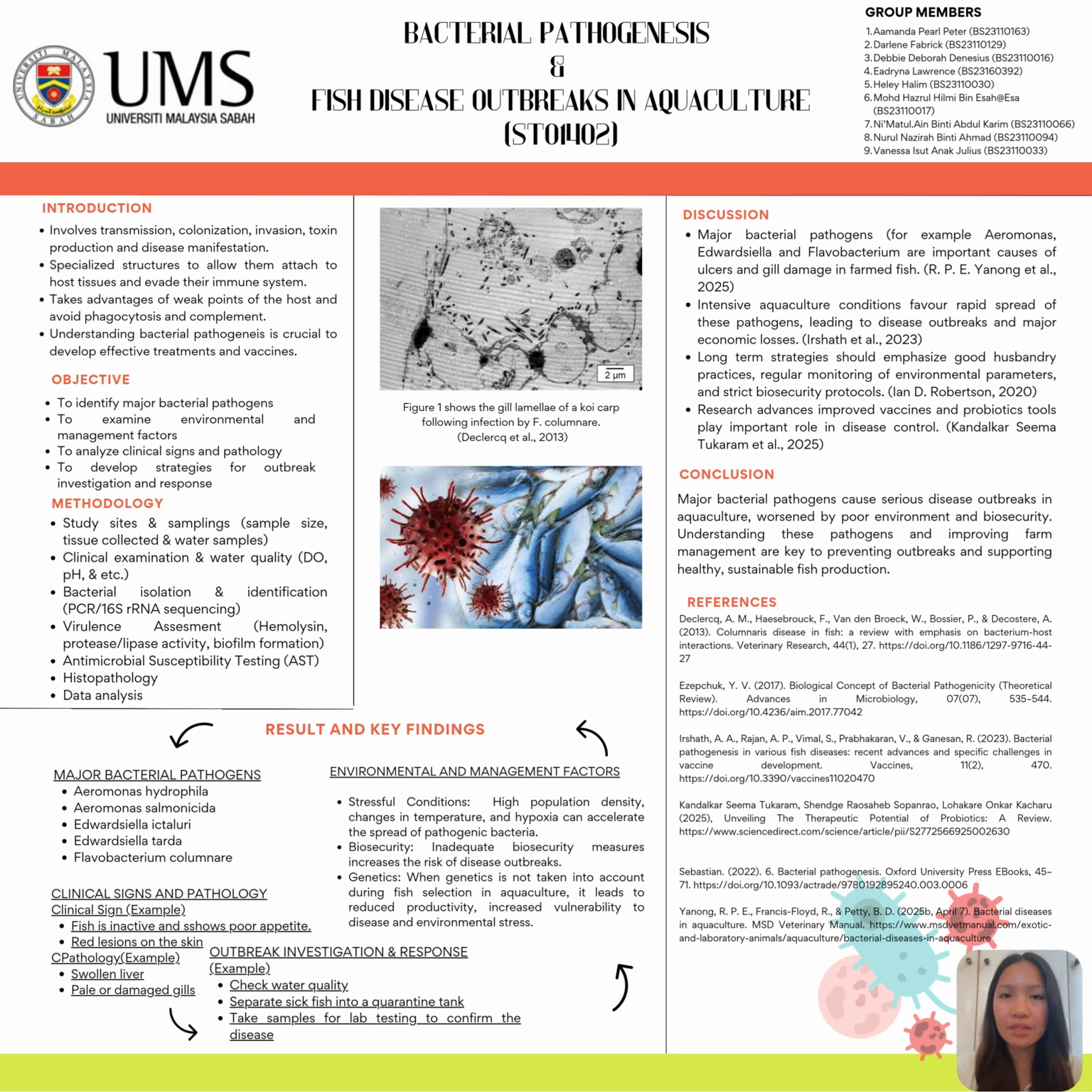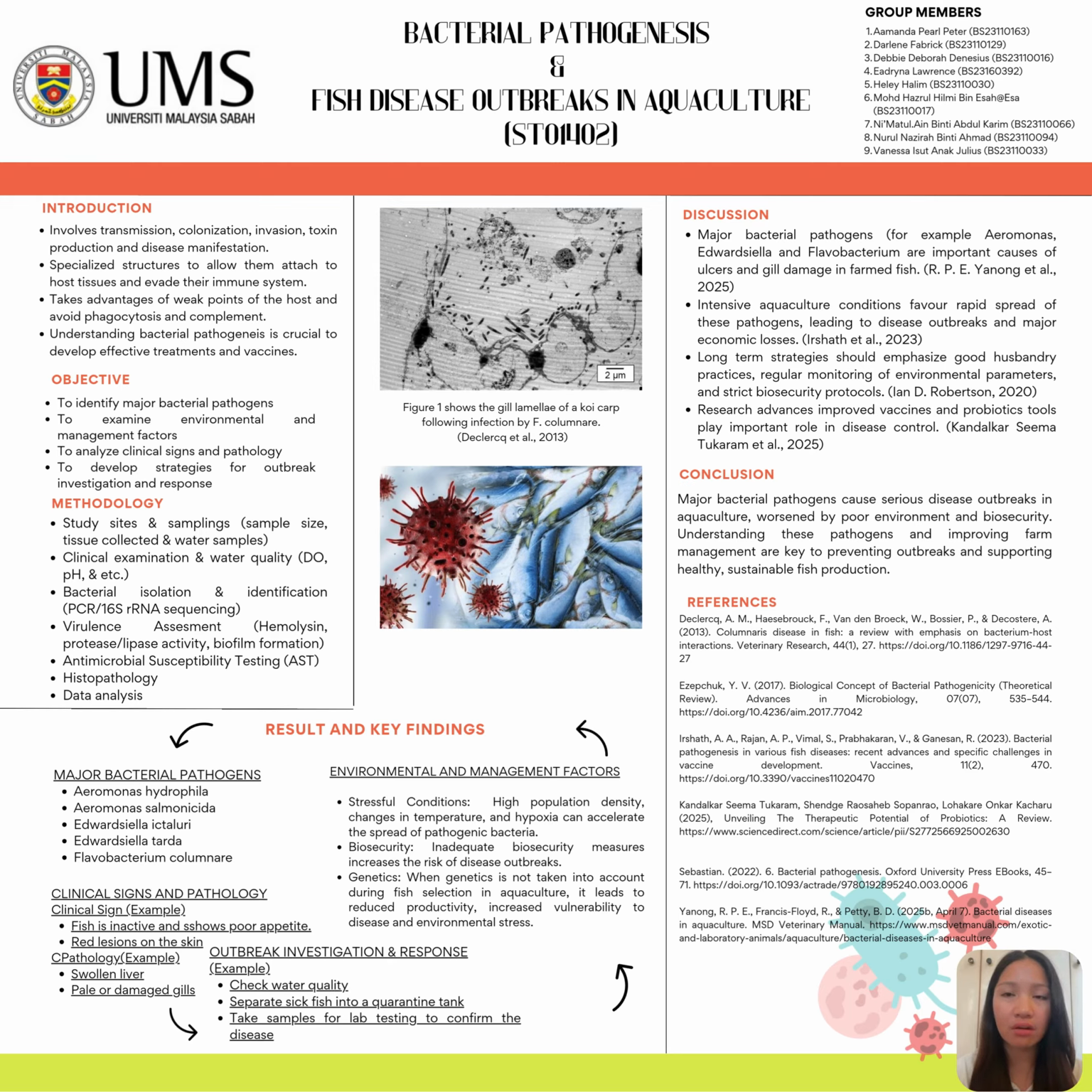The third objective is to analyze clinical signs and pathology. This means identifying what symptoms the fish or shrimp are showing when they get infected by bacteria. It includes observing behavior changes like reduced appetite and slow movement, for the external signs, lesions, discolorations, and gill issues, and for the internal damage, organ swelling and hemorrhage. The goal is to understand how the disease affects the animal's body so we can link specific signs to specific pathogens. The last one is to develop strategies for outbreak investigation and response.